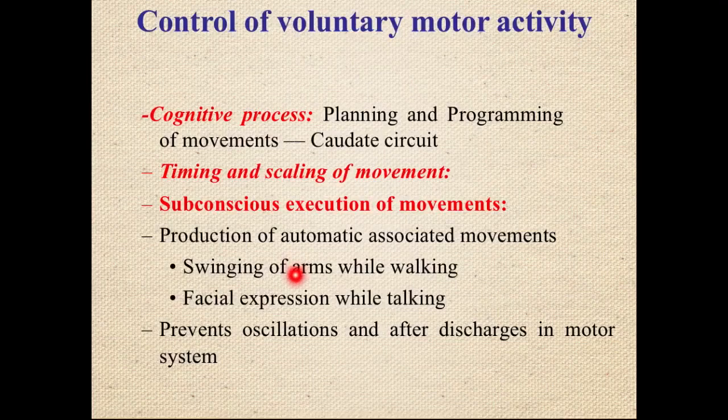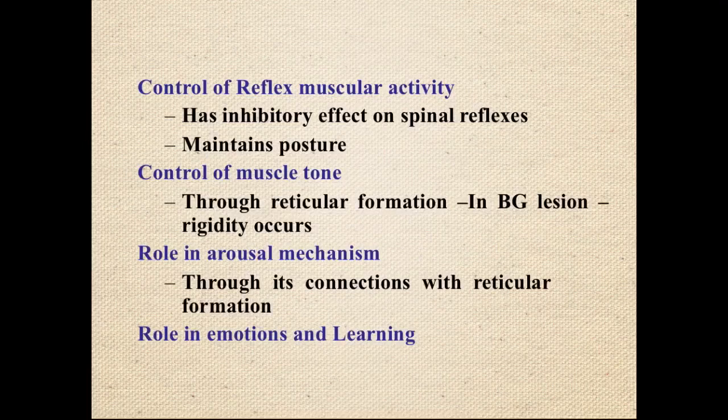That is the control of voluntary motor activity, right? Voluntary motor activity. Second is control of the reflex muscular activity. Basal ganglia exerts an inhibitory effect on the spinal reflex, and regulates the activity of muscles which maintain the posture. So it has got an inhibitory effect on the spinal reflexes. Whatever reflexes are happening, those have got central control, and that central control is inhibitory via the basal ganglia, and via this activity it maintains the posture.